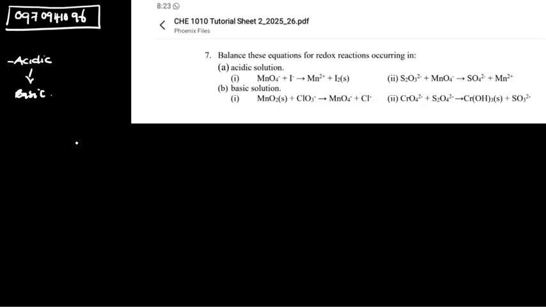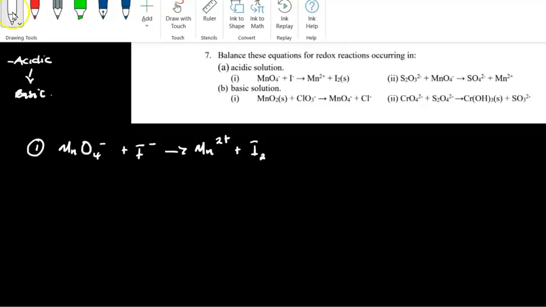So let's pick one. Let me pick this one, B1, in acidic media. So we have this compound, okay, permanganate ion plus iodide ion. What we are producing is manganese 2 plus ion and iodine, in that order. So step 1, let's do step 1.